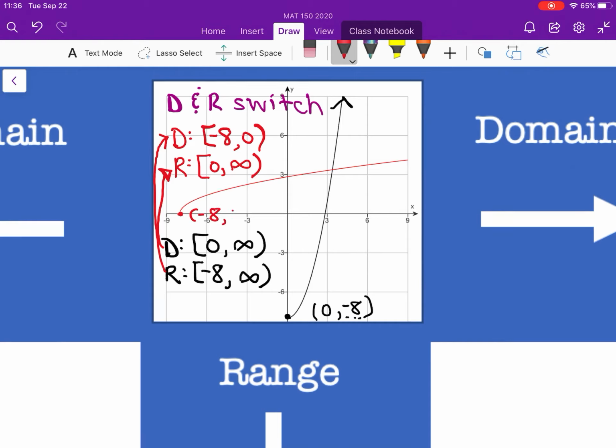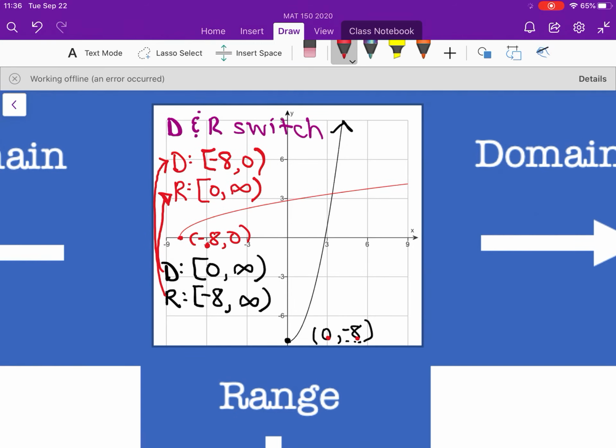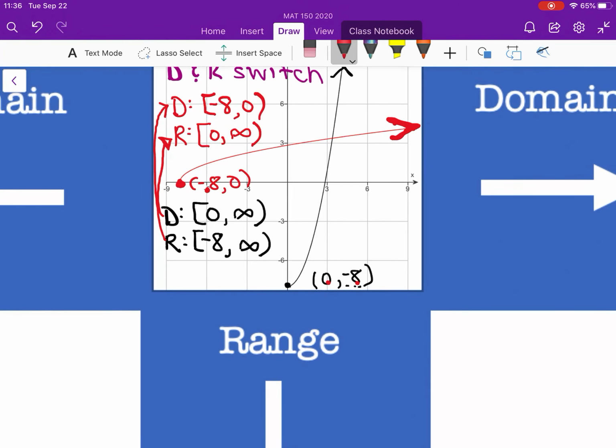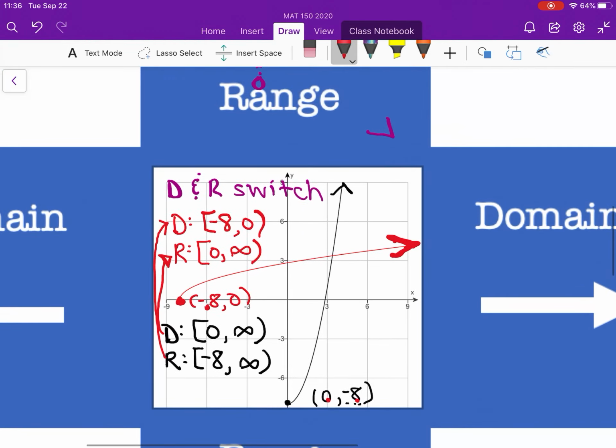And if you look, let's make sure that that makes sense. Well, this is the point, -8, 0. Again, if this is 0, -8, its inverse has to be -8, 0. From left to right, it does go -8 to infinity. From bottom, 0, it's slowly going up, up, up forever and ever. It's the most boring roller coaster ever, but it is going up. So my range is 0 to infinity.